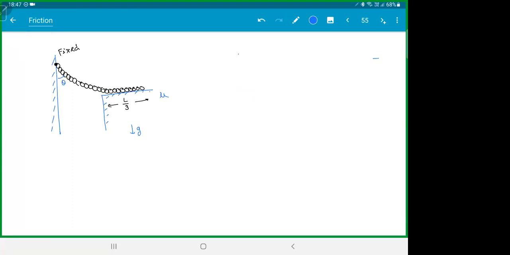If you took the hanging part of the chain, this will be tension, let's call it T1. Let's call this other tension T2. This is angle theta, so this is also theta. And the weight of this part will be how much? 2 mg by 3, because it's 2/3 of the chain. So we get from here T2 cos theta is 2 mg by 3, and T2 sin theta is equal to T1.